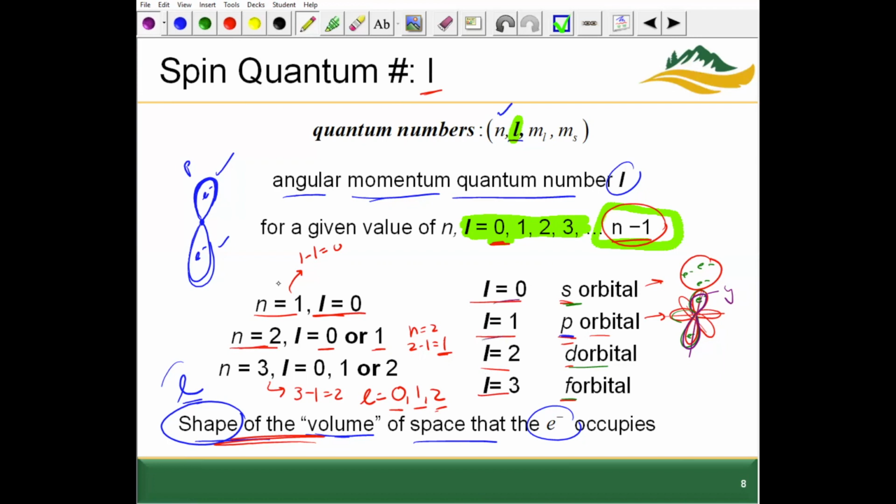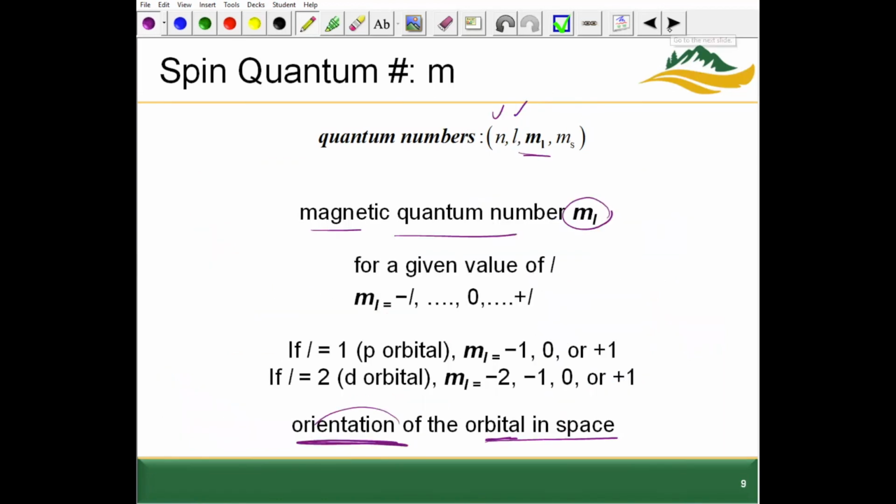We know that based on the value for n. And again, we'll go into more about these orbitals. Let's say we have a value for n and l. How do we find the possible values for m sub l, the orientation of the orbital in space? The reason these quantum numbers were developed is to describe the complexity of the electrons around the nucleus, the location of the electrons around the nucleus.